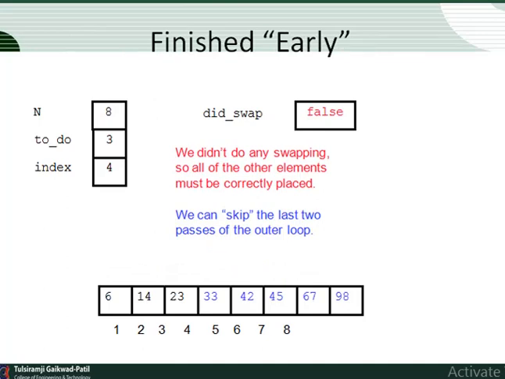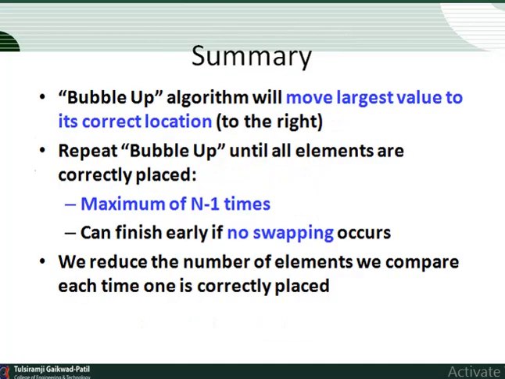When we skip the last two passes of the outer loop, we did not do any swapping, so all the other elements must be correctly placed. We can say that like this. This is the complete summary of bubble sort, where the bubble sort algorithm will move the largest value to its correct location, of course at the end of the list, and the smallest value at the beginning of the list.